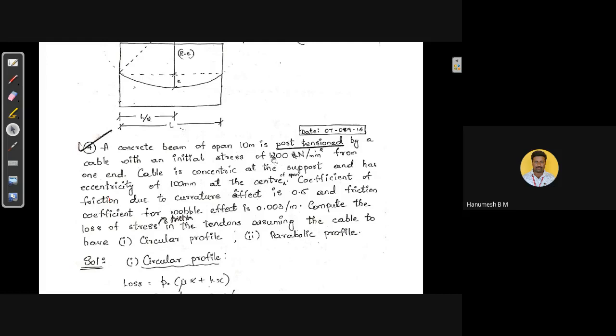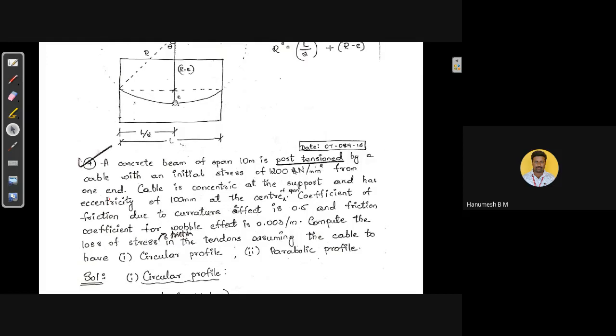He has given the stress in the cable, he has told the eccentricity at the mid-span and eccentricity at the supports, and also he has given the mu and K values. But he has told to calculate the loss due to friction, assuming the cable is to be circular profile, and in the second case we need to assume the cable is to be of the parabolic profile. The eccentricity at the midspan is given as 100 mm, and at the supports it is concentric, hence eccentricity at the support is 0.